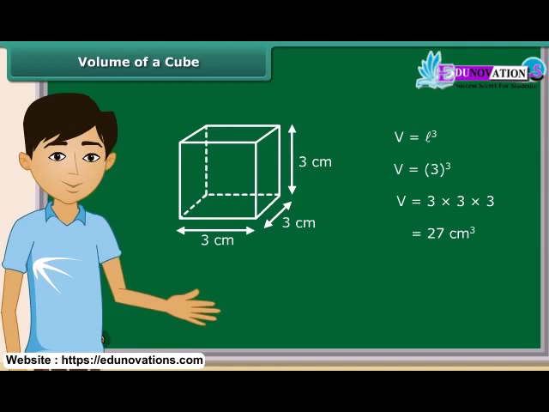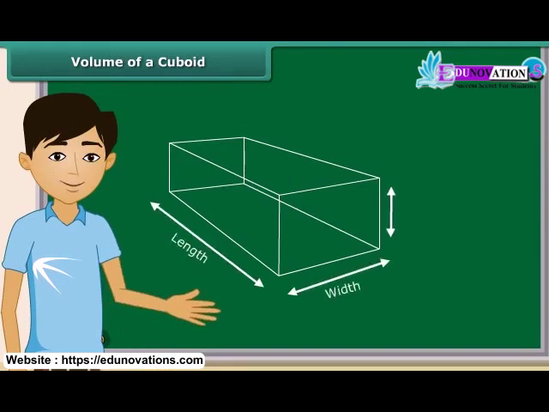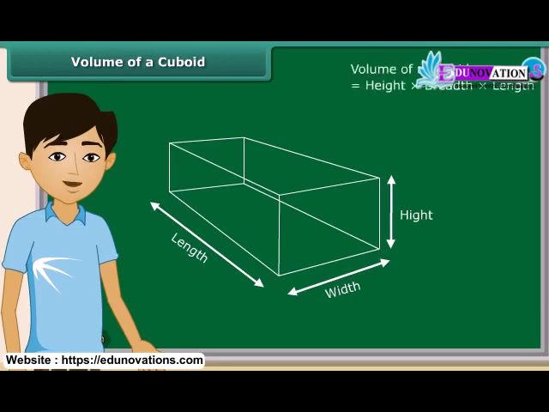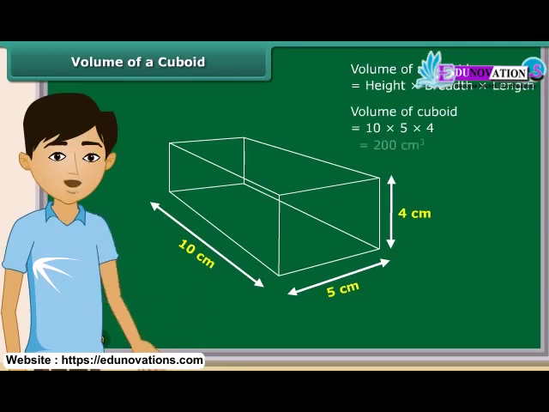Look at this cuboid. We know it's a three-dimensional shape having dimensions length, breadth and height. It's very simple and easy to calculate the volume of a cuboid. Just multiply height, breadth and length of the cuboid and you will get the volume. Let us work out the volume of this cuboid. The three dimensions are given to us. Calculating volume of this cuboid is fairly easy. Just multiply all the three numbers. So the volume of this cuboid is 200 centimeter cube.